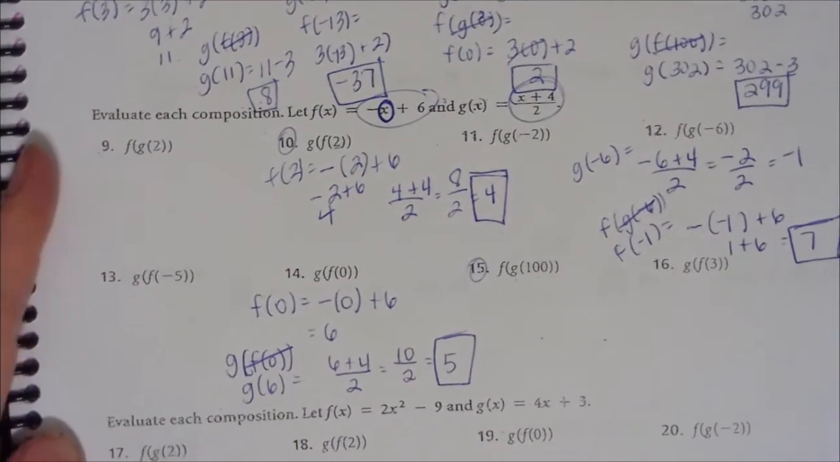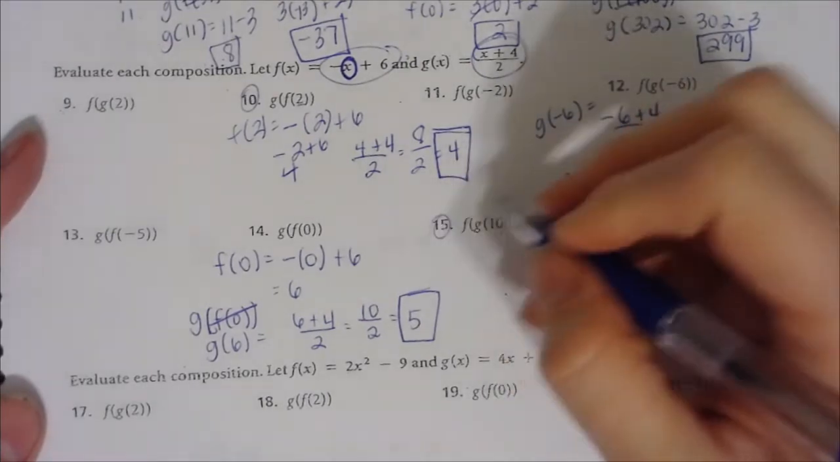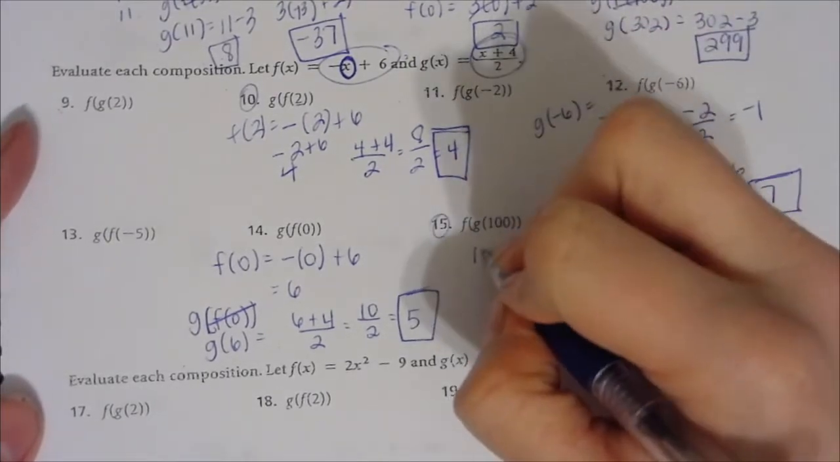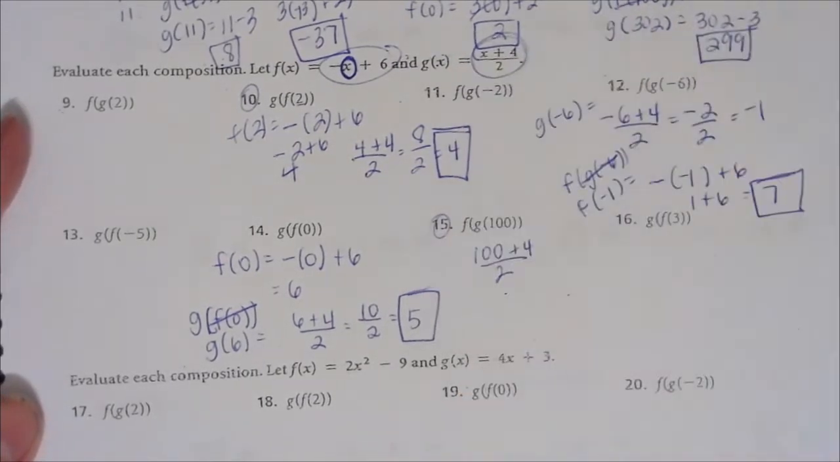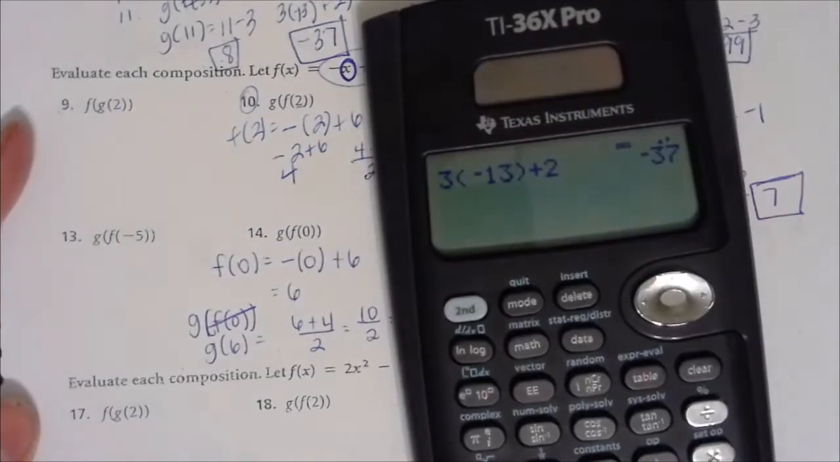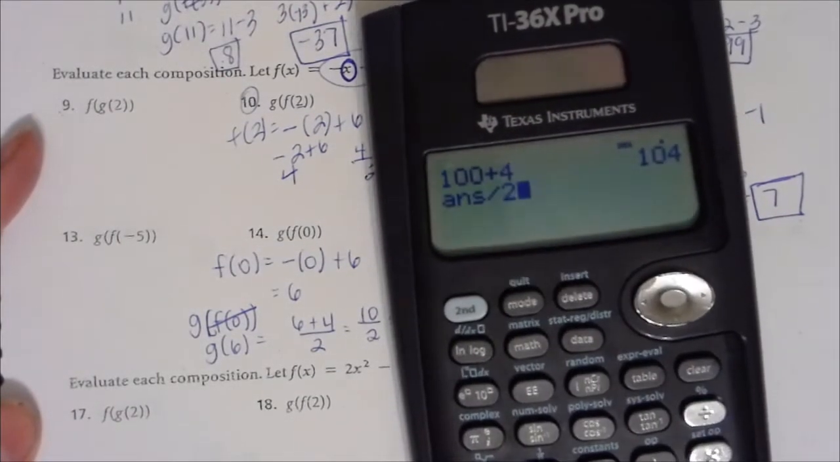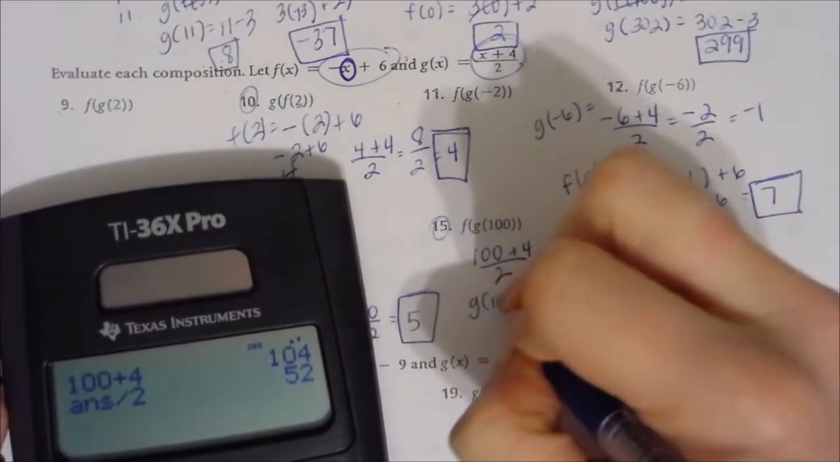Then we have 15 to do as well. So we start on the inside and work our way out. We have g of 100. So I'm going to take my g, my fraction, and I'm going to put 100 where my x is, and then add 4, and then divide by 2. Again, you can always use your calculator if you want to. 100 plus 4 divided by 2 is 52. So I have g of 100 is really equal to 52.